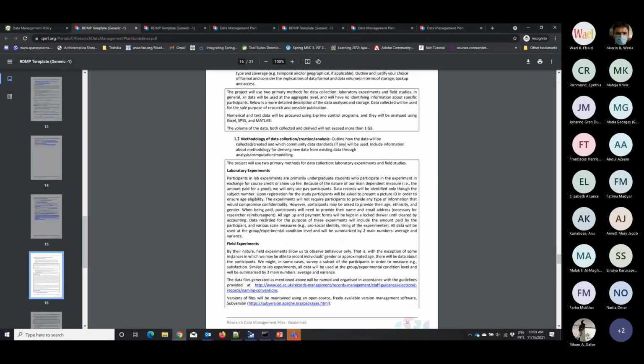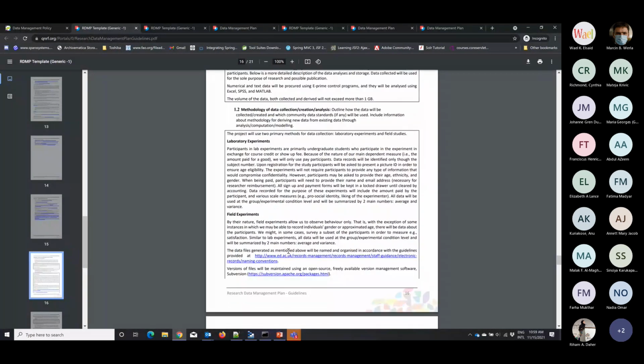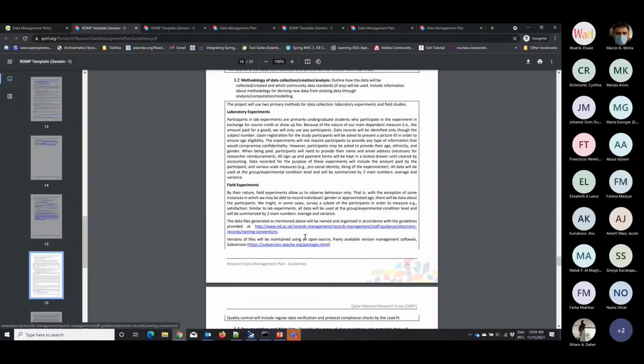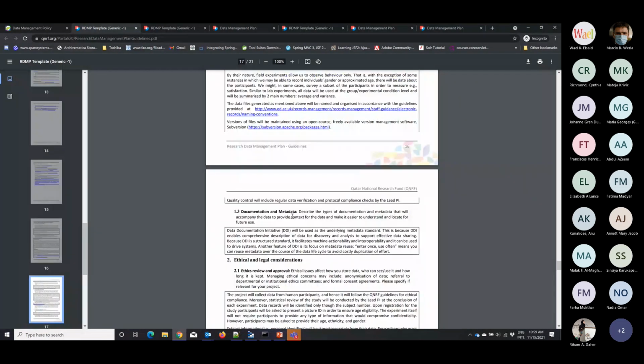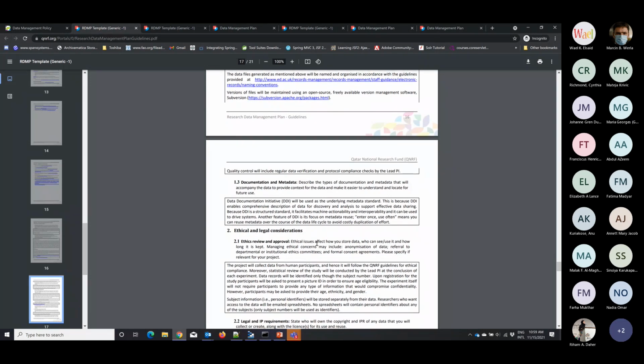Then when it comes to the methodology, once again, this may not be directly relevant to your domain, but here there's a discussion around the laboratory experiments, how they're doing it, and if it happens to be a field experiment, then what they're planning to do, and so on. And if they're using any established practices, then there's also reference to that. And when it comes to documentation and metadata, here there's a mention of a metadata standard that this research is planning to use. In this case, they're using the Data Documentation Initiative because that is a well-known metadata standard for capturing granular information about scientific studies. Once again, it may not be relevant to your domain, so you have to choose something that's relevant.